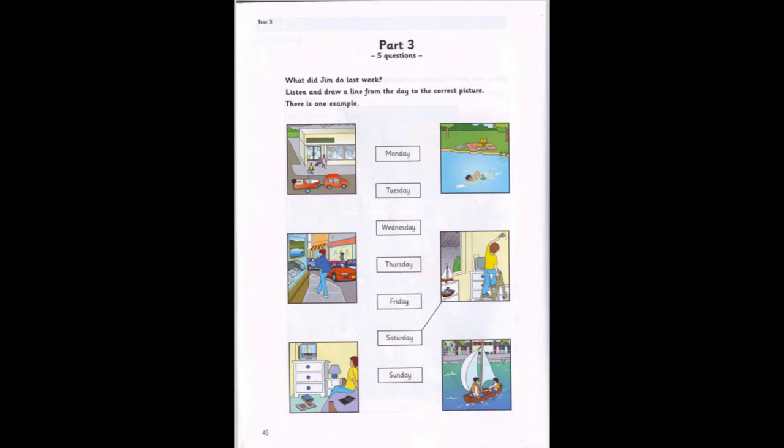Can you see the line from the word Saturday? On Saturday, Jim painted his bedroom. Now you listen and draw lines.